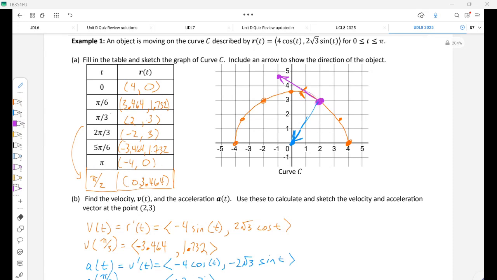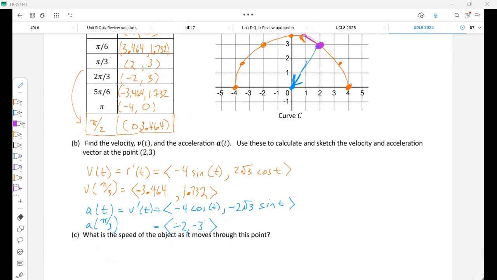Pi over 6 would have been 4 square root of 3 over 2, 2 square root of 3. Second square root of 3. That'll help us out. Cool. Yeah. All right.